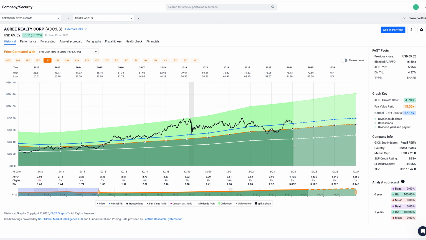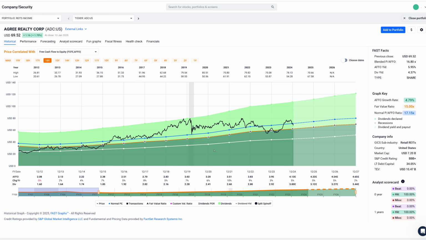I would consider this REIT a little overvalued right now, or certainly fully valued. I would like to see it down here in this orange line, which would be closer to a $61 price, and it's currently trading at $69.52. But you can see there's been a reset of valuation and then a high valuation going forward.